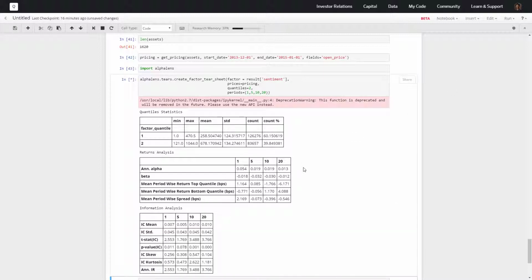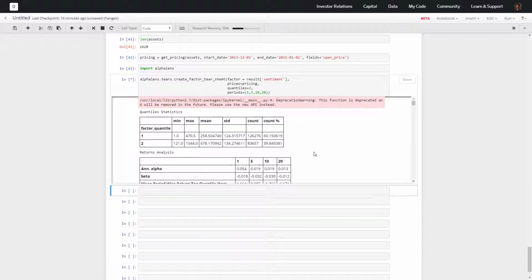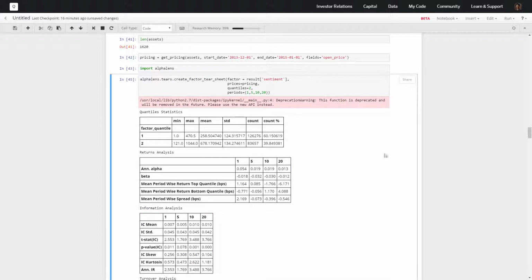Okay, if you look at the returns analysis, not to worry about the quantiles analysis. I'm more interested in the returns analysis. This is 1 day look ahead, 5 day look ahead, 10 days and 20 days look ahead. The annualized alpha for 1 day look ahead is the largest amongst the four here. It's 5.4% versus 1.9, 1.9, and 1.3. Which makes sense because sentiment tends to be short-term in nature, not long in nature. So that's the one thing that you want to look at.